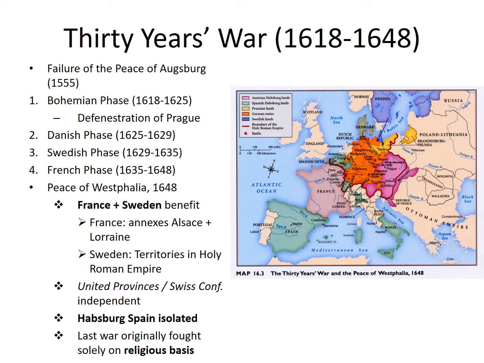Habsburg Spain is isolated from their Habsburg cousins in the Holy Roman Empire because the Holy Roman Empire is reduced in influence and in lands. And as we said, this is the last war that was originally fought for a religious reason. As we know, by the end, really by the time the Swedes get involved, it is no longer a war of religion. Instead, it is a war about balance of power, which will be the predominant motive for nations going to war against each other from this point forward.